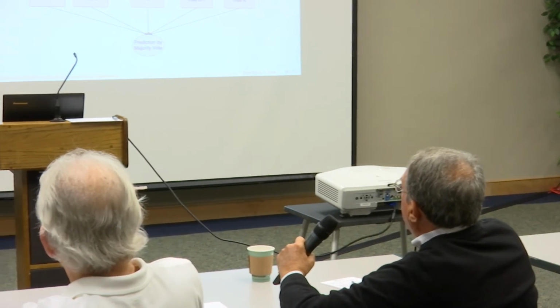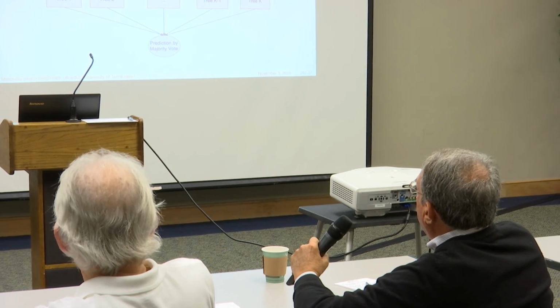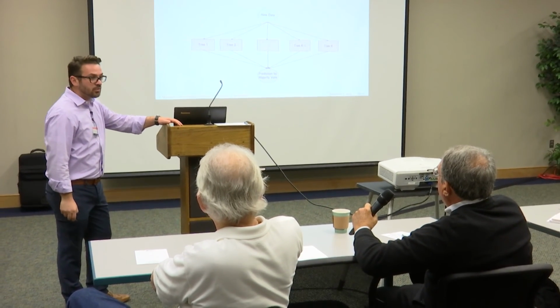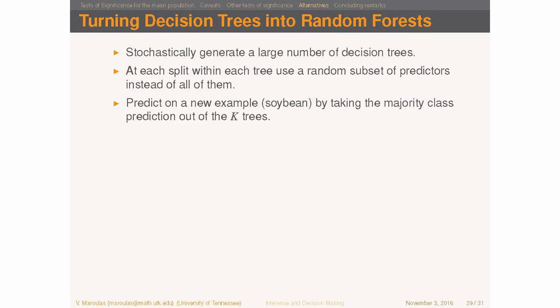This is important here: for every tree, I use a random subset of predictors instead of all of them. So for tree one, let's say I pick 20 out of these 35 predictors, and I do the splitting based on these 20. When I move to tree two, that doesn't mean I take these 20 out. Again, everything is in play, and randomly I pick another 20 out of these 35, and so on and so forth.